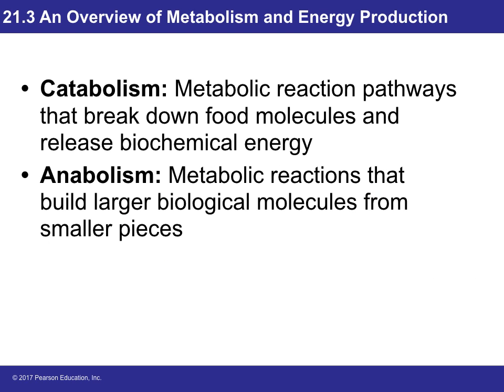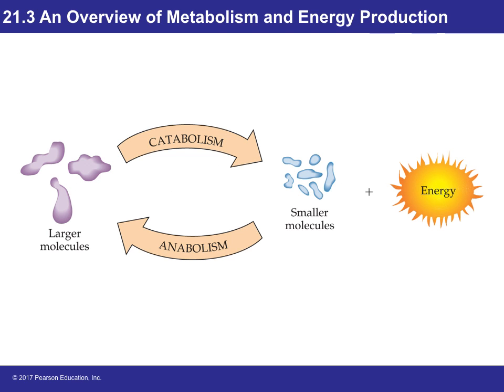So a couple of definitions you need to know as well. What is catabolism? Catabolism is where you break down food molecules, and those release biochemical energy. Anabolism is where you build larger molecules from smaller pieces. An easy way to memorize catabolism: think about a catastrophe that breaks things down. So this is the summary. A larger molecule is broken down through catabolism into smaller molecules and releases energy. Then you need energy to build up a larger molecule from smaller molecules. That is what we call anabolism.